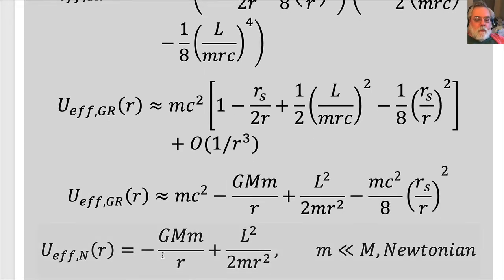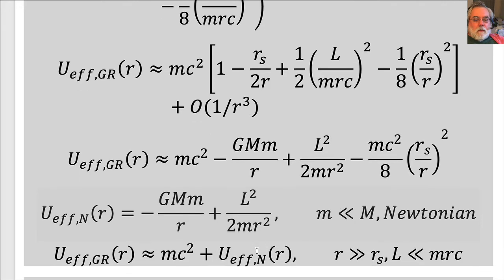Now here was the Newtonian potential, but remember it did not include rest mass energy. If we take the Newtonian potential and we add in rest mass energy, the general relativity expression is approximately that, because for r much larger than the Schwarzschild radius, we can ignore this 4th term.